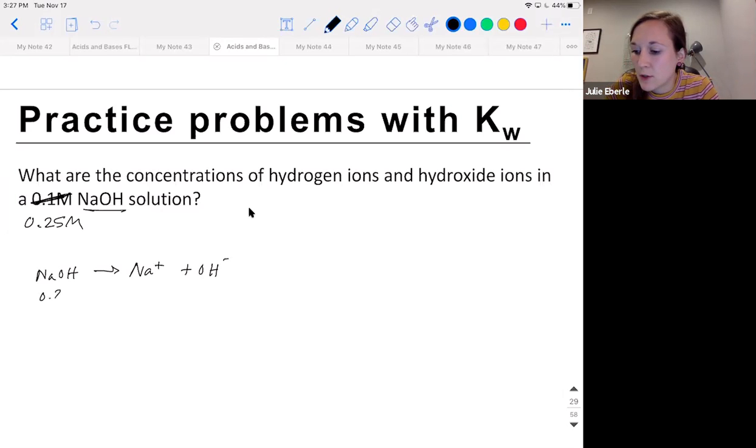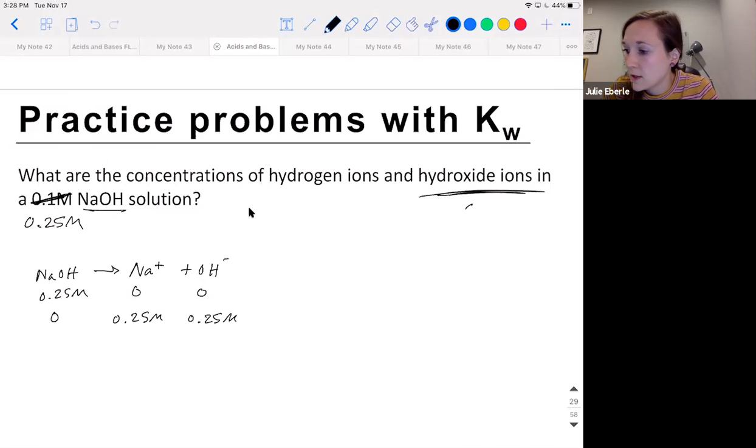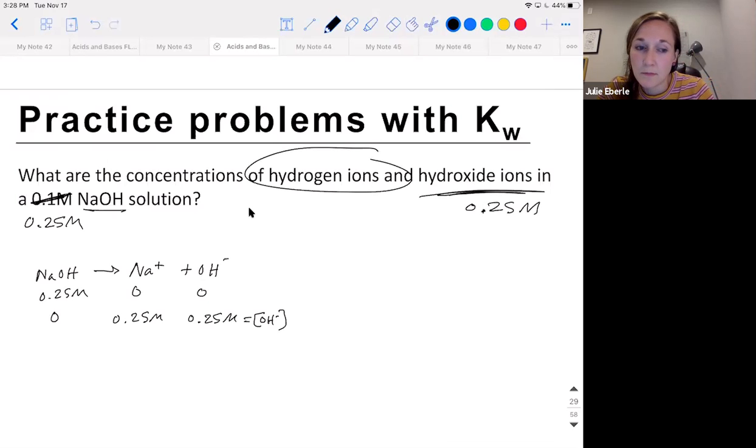So if we start out with 0.25 molar of that and none of this, when this is done, we'll have none of our reactants. We'll have all products: 0.25 molar sodium ions and 0.25 molar hydroxide ions. And we just answered this part of the question. It'll be 0.25 molar. That is the concentration of OH minus. But we need to know what's our concentration of hydrogen ions. And you have practice problems like this on your Mastering Chem homework. Stuff just like this, okay? So come look at these slides if you get confused on how to do those.